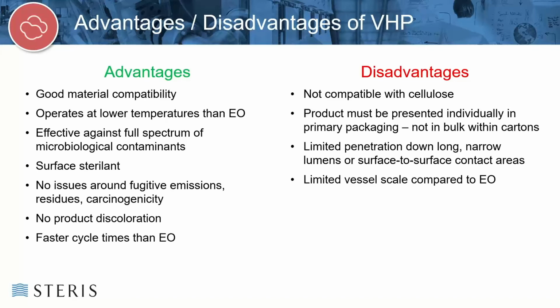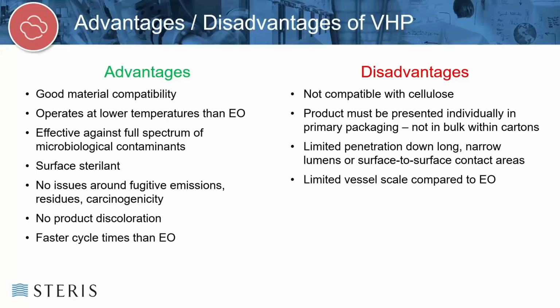As for the disadvantages then, the main one would be that VHP is not compatible with cellulose, so we can't process paper, cardboard or wood. And the main impact of this then is that any products we see have to be presented individually in just their primary packaging. We can't process them in bulk within their cardboard cartons. And I'll talk a little bit more about that again in the next slide.